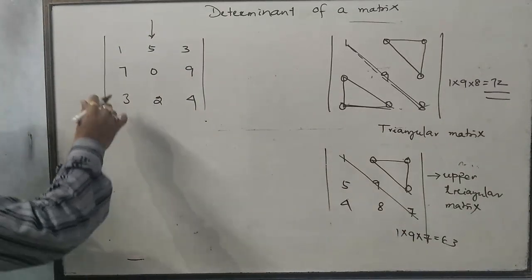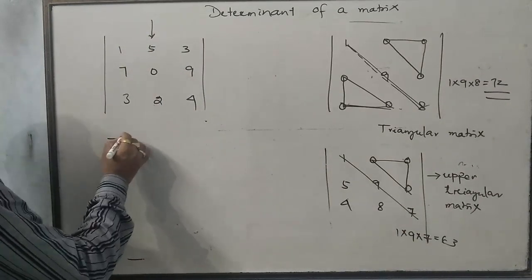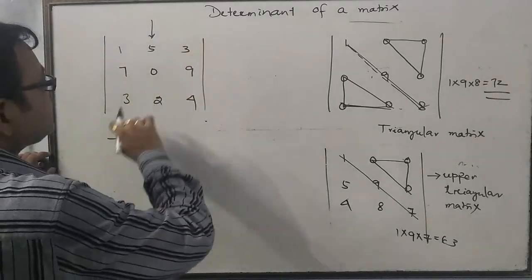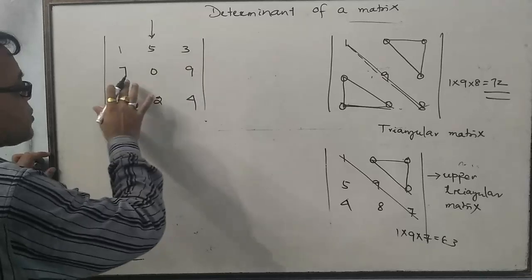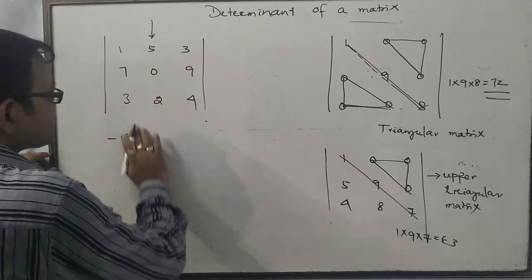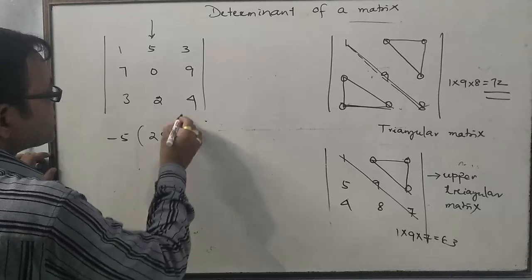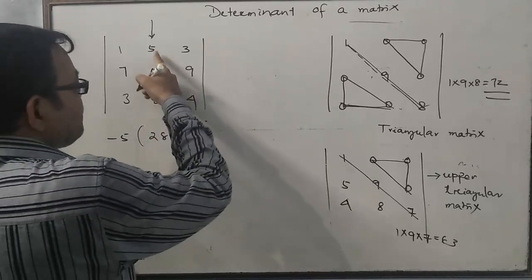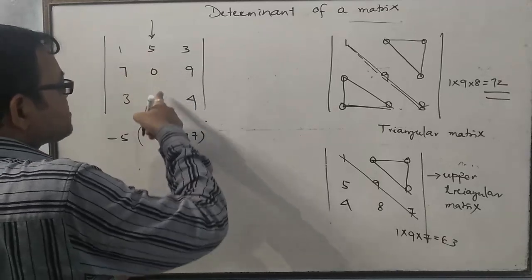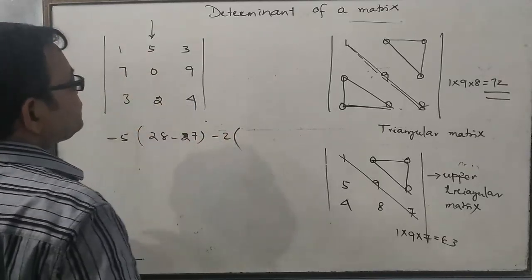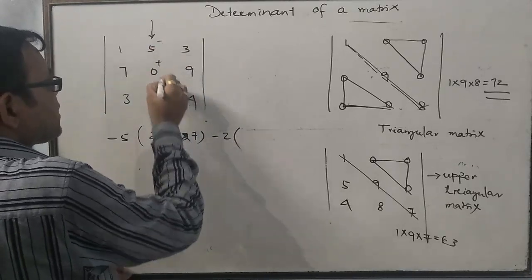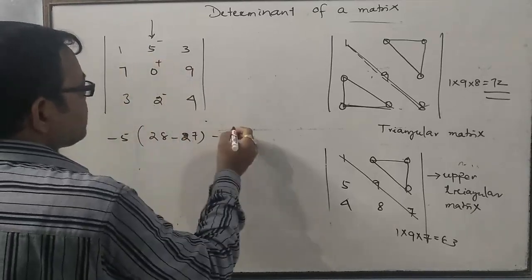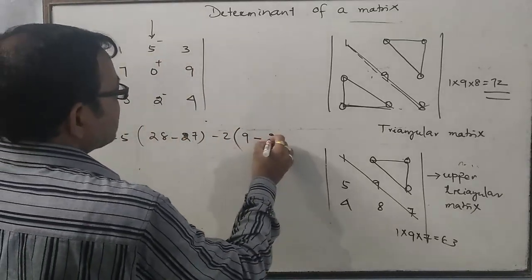Its value would be, here you remember this is plus, it is minus 5 into, eliminate this one, eliminate this one, eliminate this one. Which one? 5 eliminate. So 7 into 4, I am writing this. 7 into 4 is 28, minus 9 into 3, 27. Then it is minus, plus, minus. Remember the sign: minus, plus, minus. Minus 2, minus 2 into this one and this one. 9 into 1, 9. Minus 7 into 3, 21.